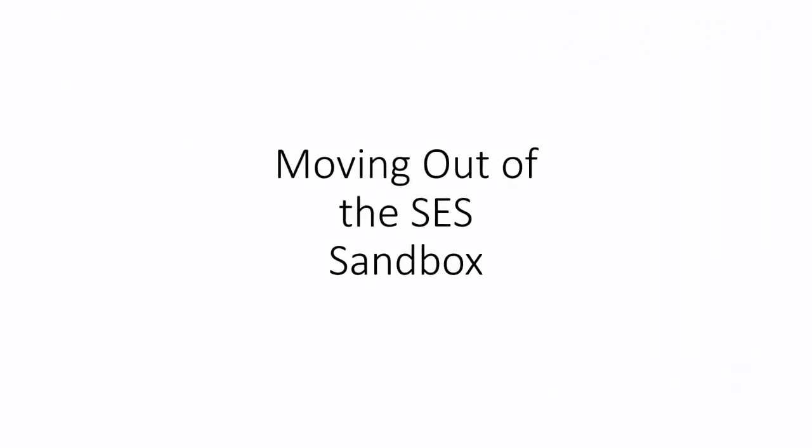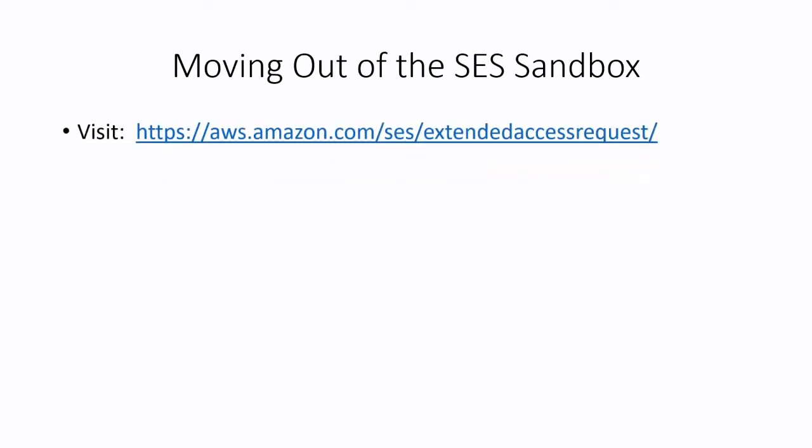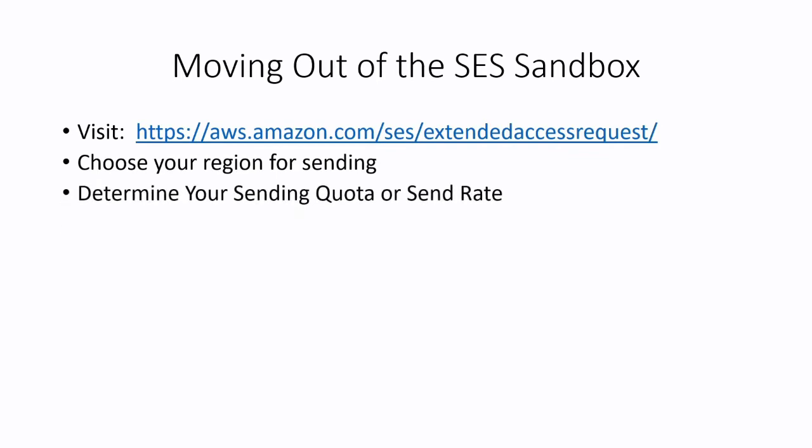Now, in order to begin using Amazon SES, you are going to need to move out of the sandbox mode. And if you are still in it, you are going to need to go through a few steps. First, you're going to need to visit this particular link. This is where you're going to open up a request to move out of the SES sandbox. You're going to choose your region for sending, and then you're going to determine your sending quota or your send rate. You can actually request to be out of the sandbox and request a sending increase at the same time. So you can do that right here.